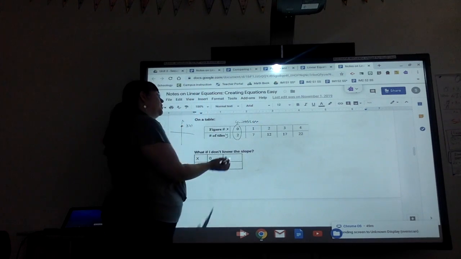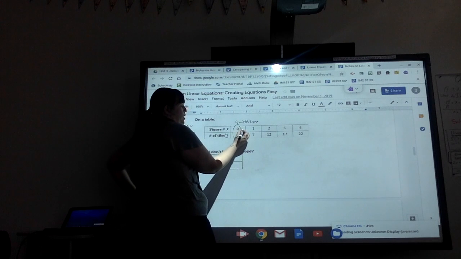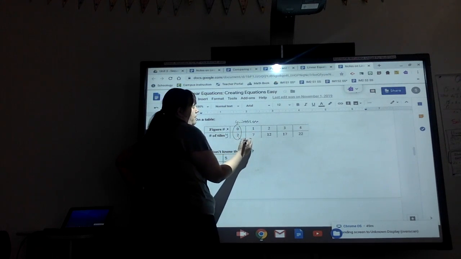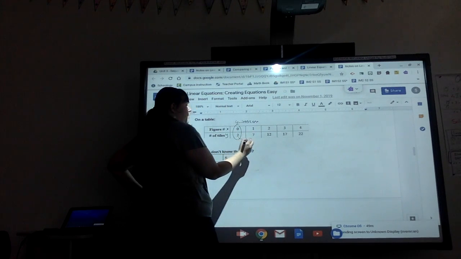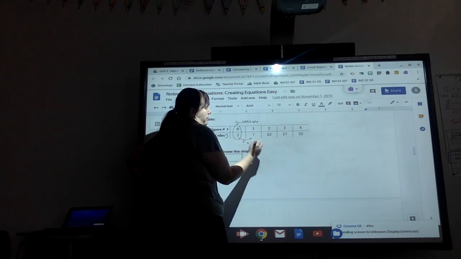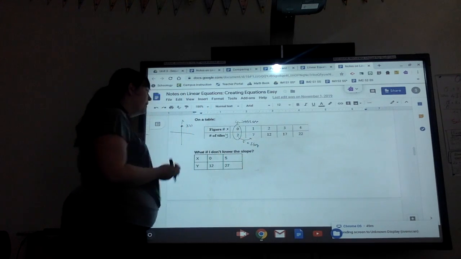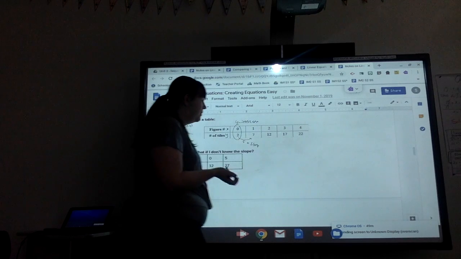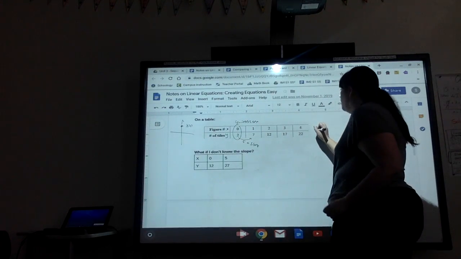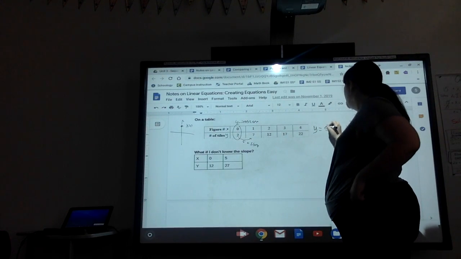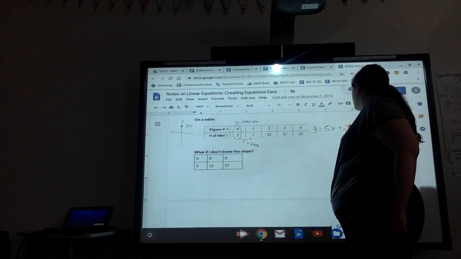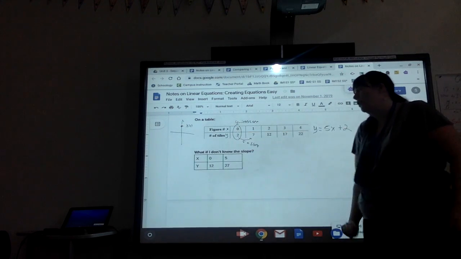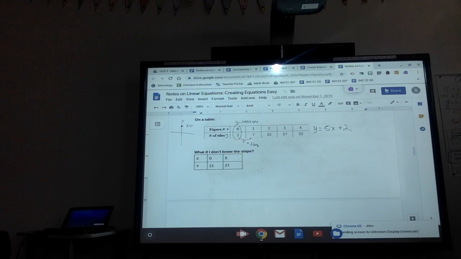Then my slope, to go from 0 to 1, my x has only changed by 1. And from 2 to 7, that's a change of 5. So this is my slope. So then my equation for this table is y equals slope, which is 5x, plus y-intercept, which is 2. Use the y part of the y-intercept. That's the equation of this table.